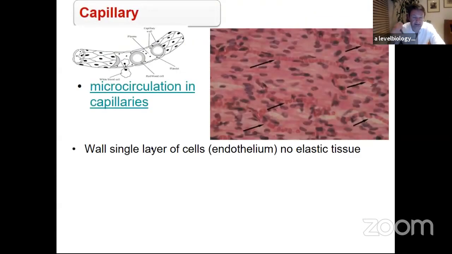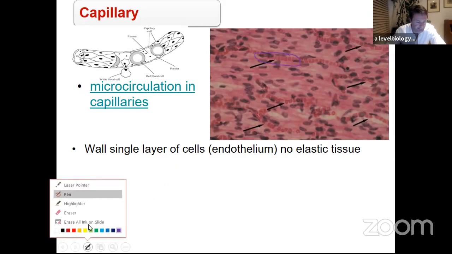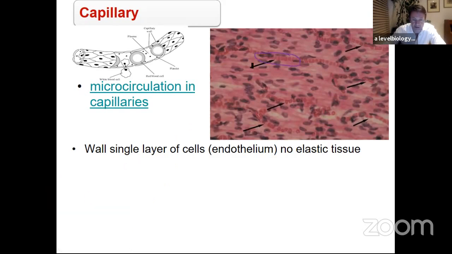So capillaries, I quite like this picture. These are red blood cells stacked up inside a capillary. So you can see them running through here, which I think is quite nice and gives you an idea of the relative size of the capillary and the red blood cell.